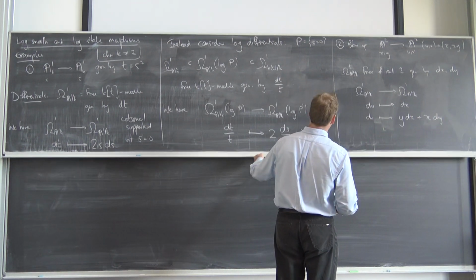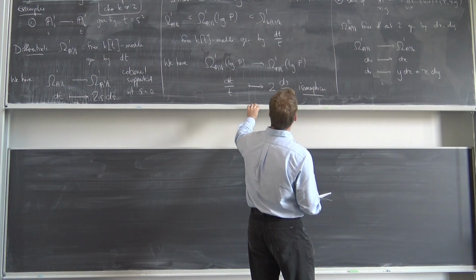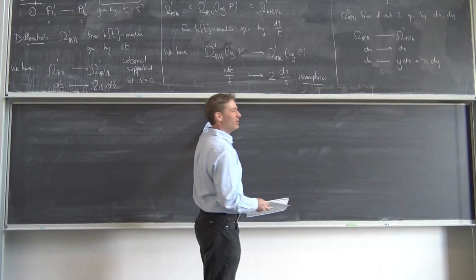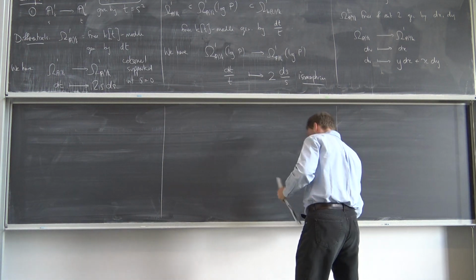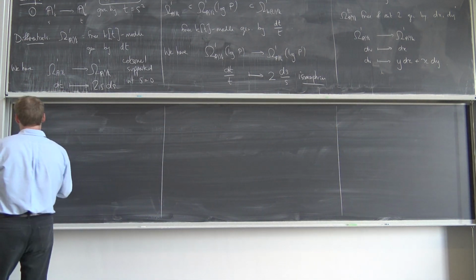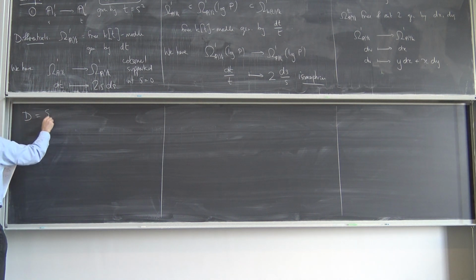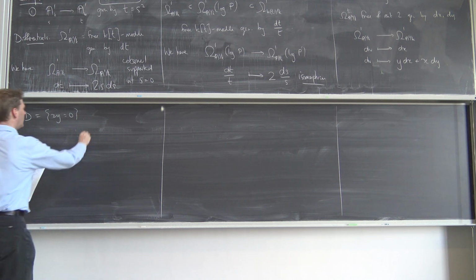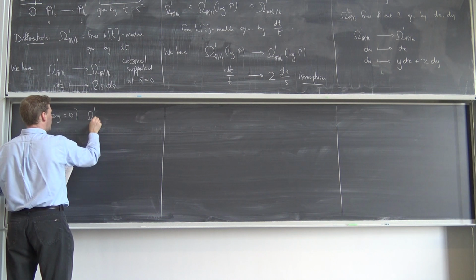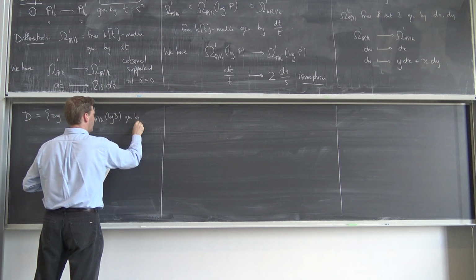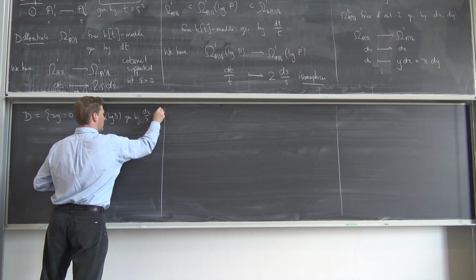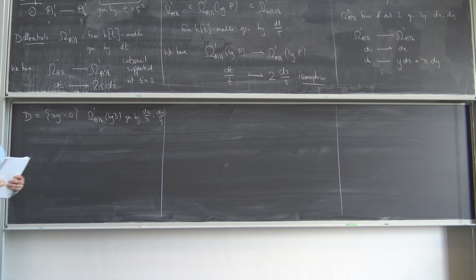Okay, and let's look at what happens with log differentials. So we're going to let D be the divisor xy equals 0. And then by definition, omega 1 of A2 over k, log D, is generated by dx over x and dy over y, by definition.